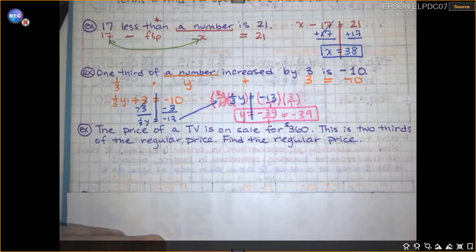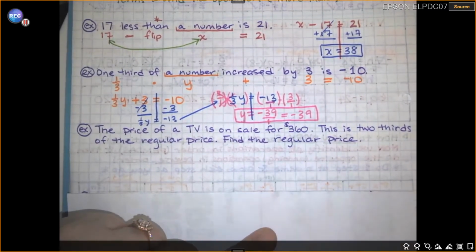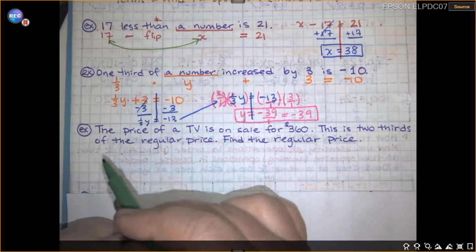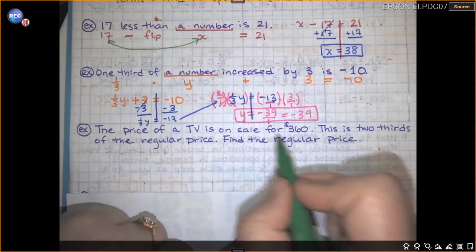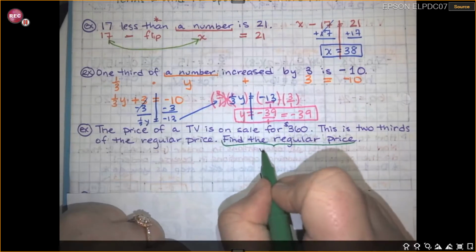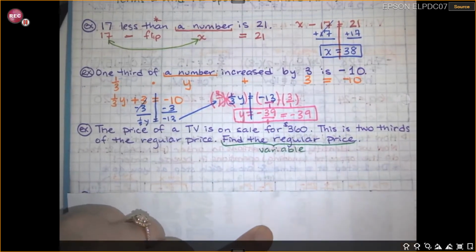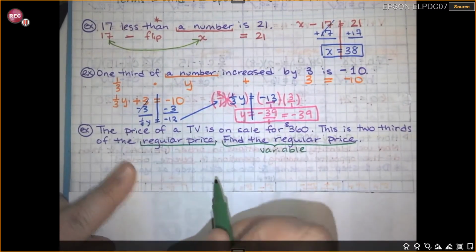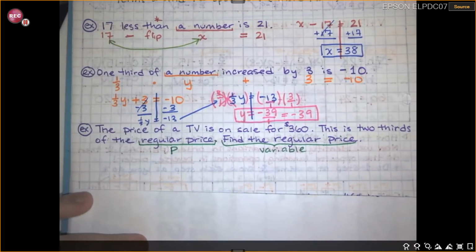that the TV is on sale for $360. This is 2/3 of the regular price. Find the regular price. So since they're asking me to find the regular price, that tells me my variable must be the regular price. So notice over here, regular price. That's my variable. I'm going to use the variable capital P for price.